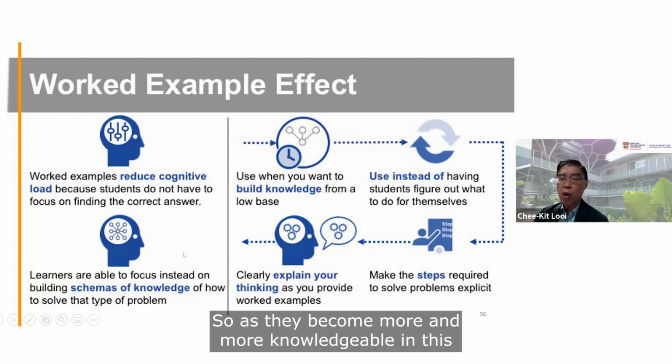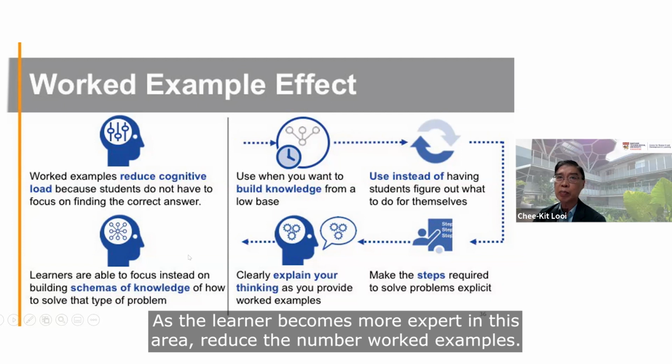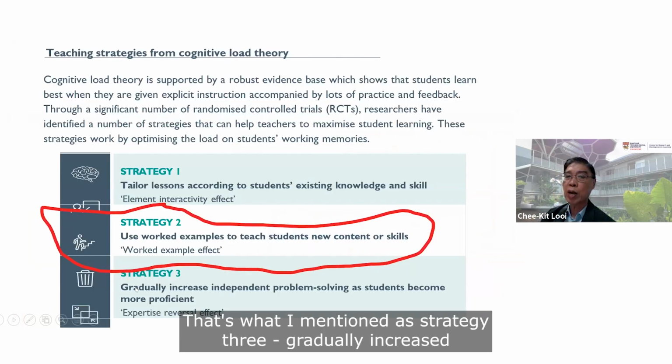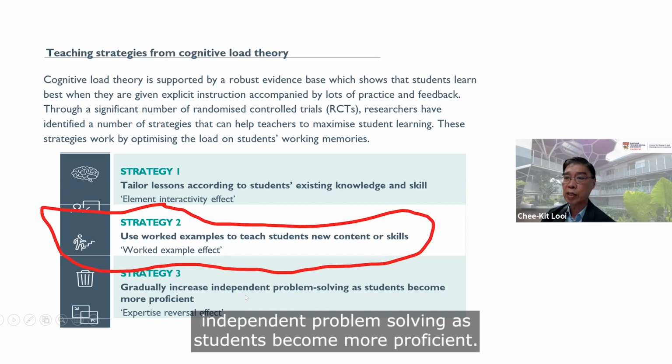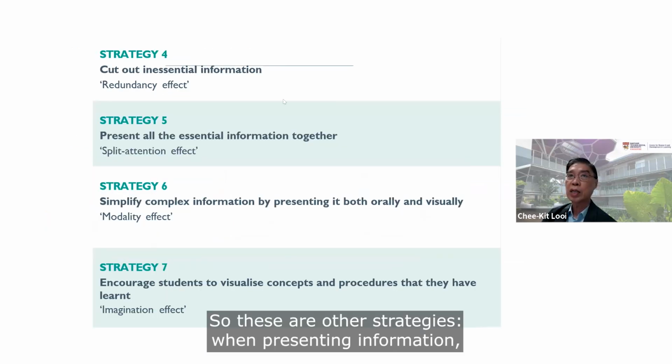So as they become more and more knowledgeable in this area, you reduce the guidance. As a learner becomes more expert in this area, reduce the number of work examples, give them more problems to solve. That's what I mentioned as strategy 3, gradually increase independent problem solving as students become more proficient, the expertise reversal effect. So these are other strategies.